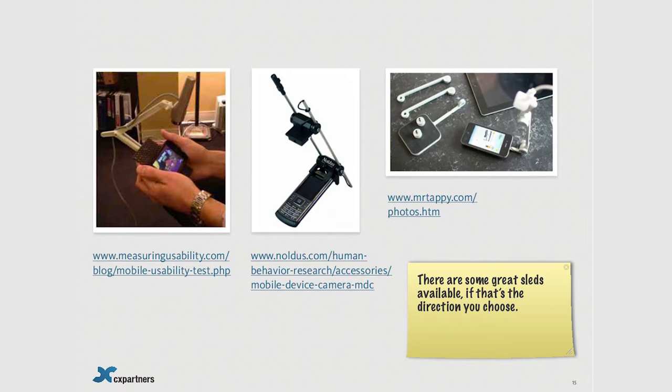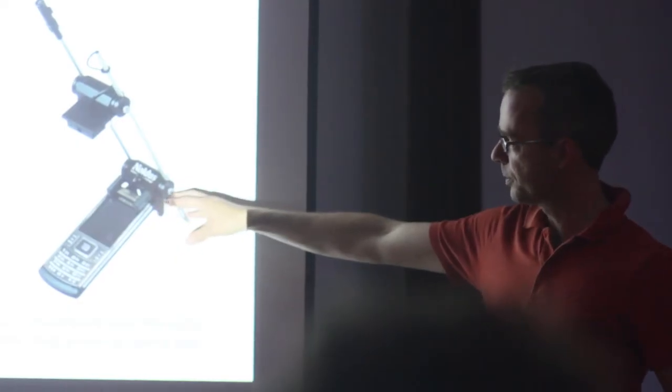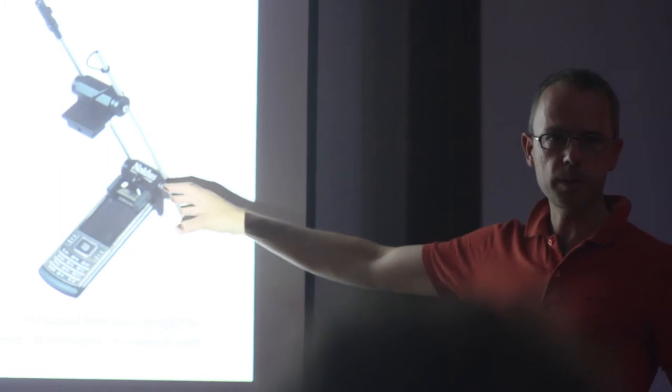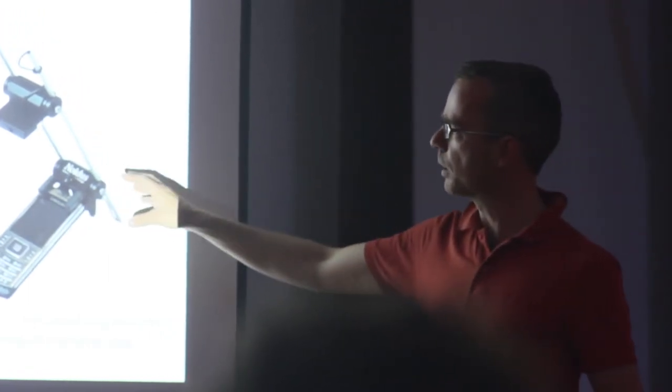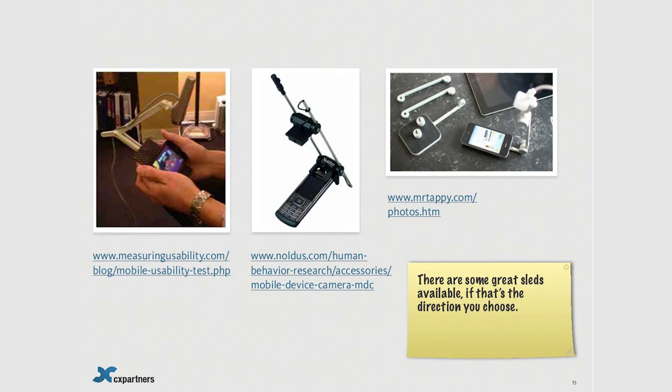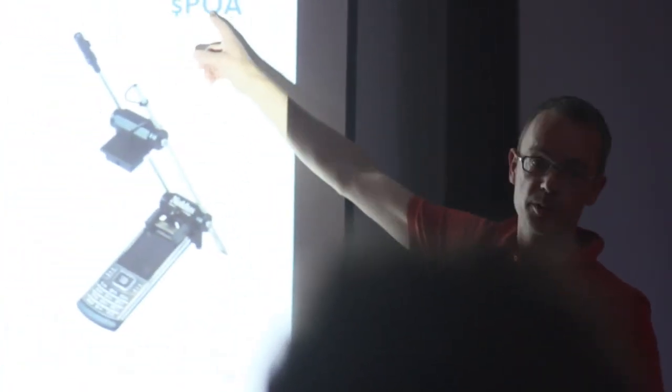It's still a sled. And then there's Noldus, another US company, a hugely long-established company who produce equipment for measuring and observing behavior in humans and animals. And they make this. They don't even tell you the price of their stuff.